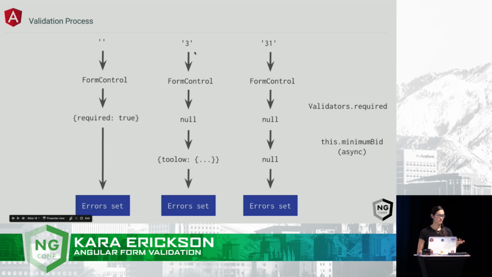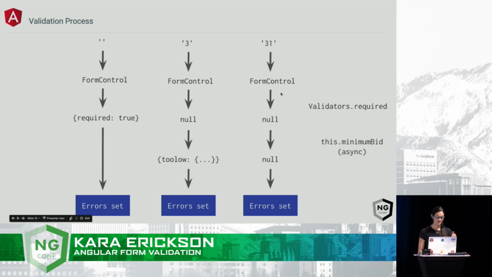Then let's say you type a 3 in the bid input. The form control, once again, goes through validators.required. In this case, it's null because it has a value, in which case the minimum bid request will go off. And in this case, it's lower than 12, so you'll see the too low error, and the status is still invalid. And in the last case, you type a 12, it goes through all the validators. In this case, everything is valid, so you're cool.